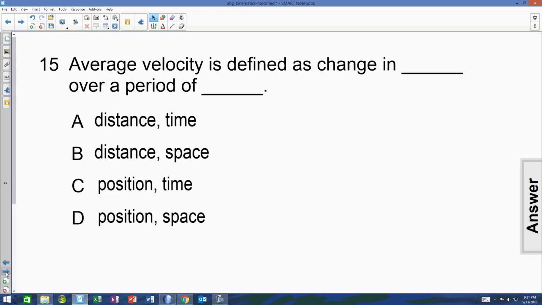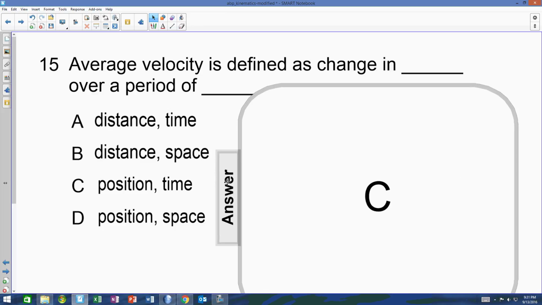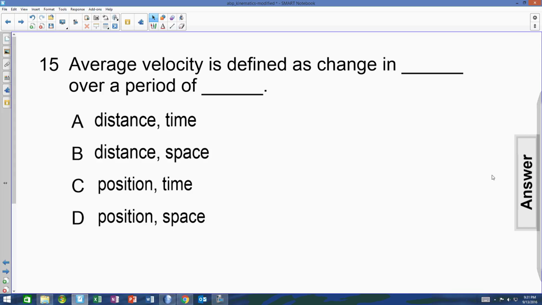Average velocity is defined as the change in blank over a period of blank. Okay, so let's see if you chose the correct answer. Hopefully you chose C. You may have been thinking, wait a minute, isn't it displacement divided by time? And that is true. It is displacement divided by time. But remember what displacement is equal to. It's the change in position.